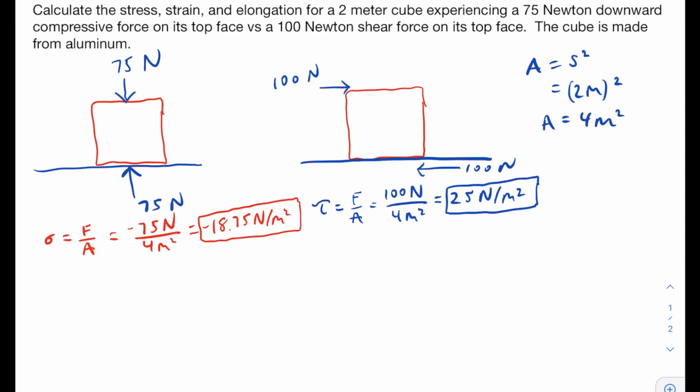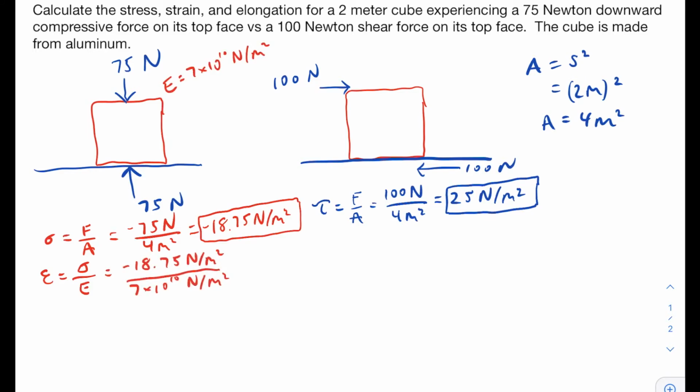We know that the formula for compressive strain is just compressive stress divided by Young's modulus. And because we're told that the cube is made of aluminum, we can use a reference table to find that Young's modulus for aluminum is 70 gigapascals. This is just 7 times 10 to the 10 newtons per meter squared.